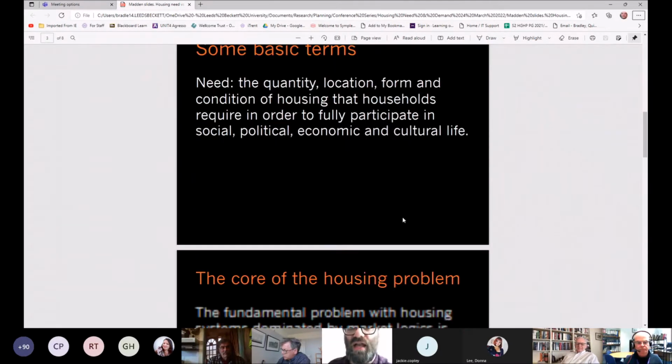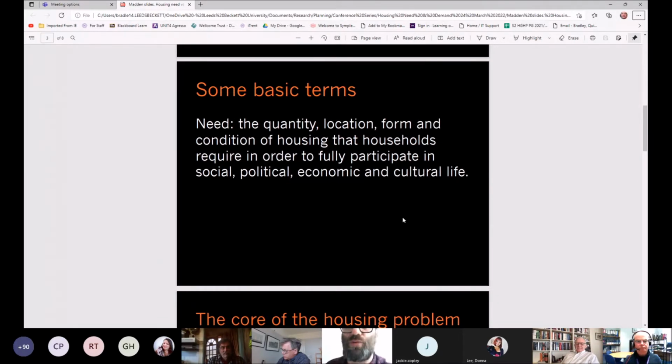Let's go to the next slide and talk about what need would mean. So need I'm defining as the quantity, location, form, and condition of housing that households require in order to fully participate in social, political, economic, and cultural life. I'll say that the term household itself is actually a bit of a synthetic concept, and there's a lot of complexity there, but we'll leave that aside for the moment. But what can we say about need? First of all, it's relational. It's not an individual variable. It is fundamentally about people embedded within communities, embedded within social networks, embedded within social forms. It can't really be understood as an individual attribute.